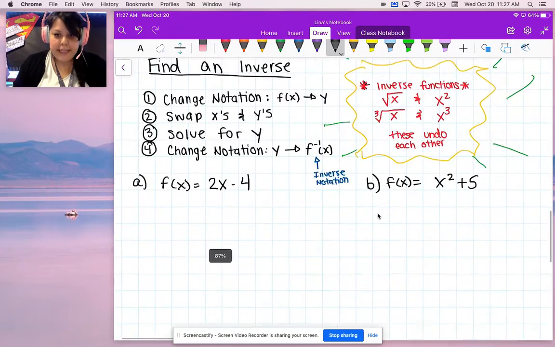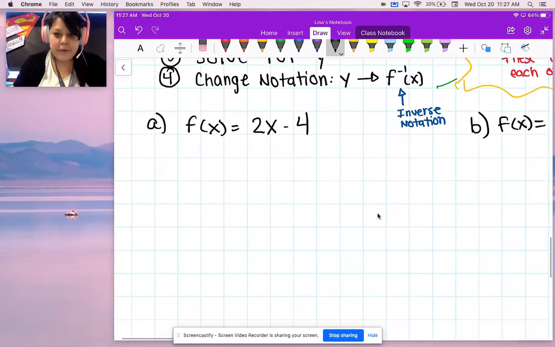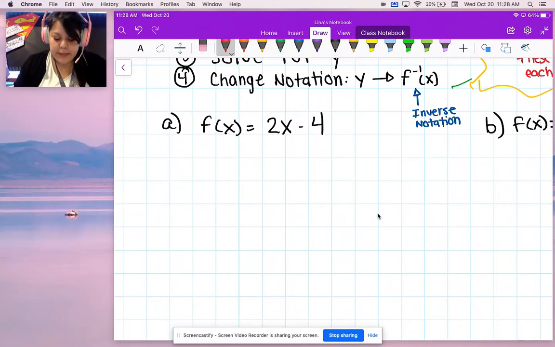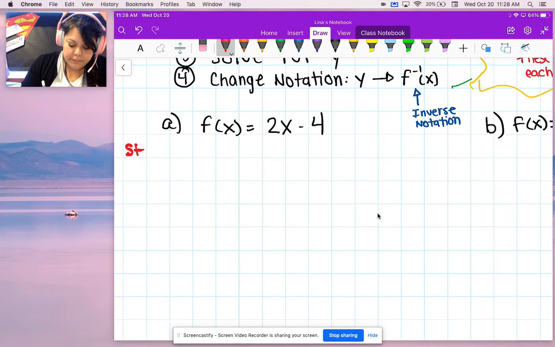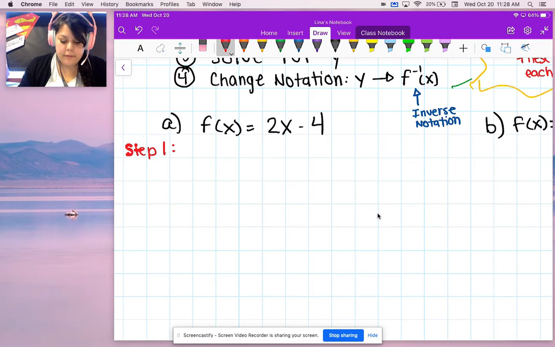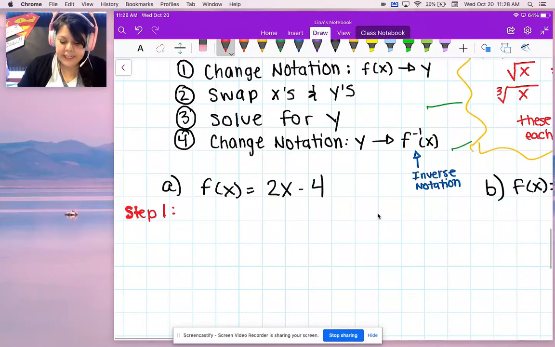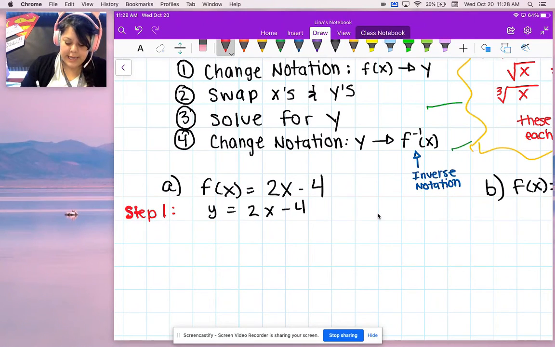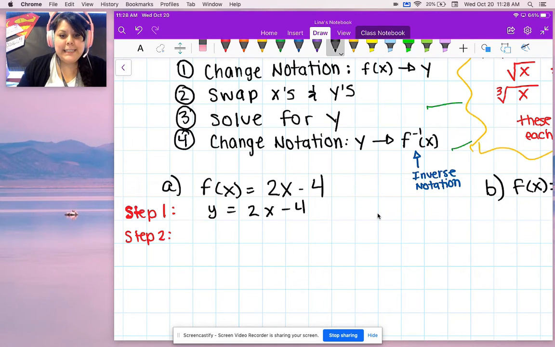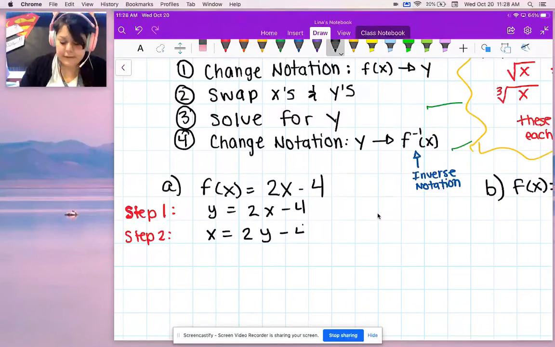Let's do the first one. This is 2x minus 4. So my step 1. If I look back, I have to change that f of x to y. So I'm going to write y is equal to 2x minus 4. Okay, my step 2, I'm going to change my x's and my y's. So my y's become x's and my x's become y's.